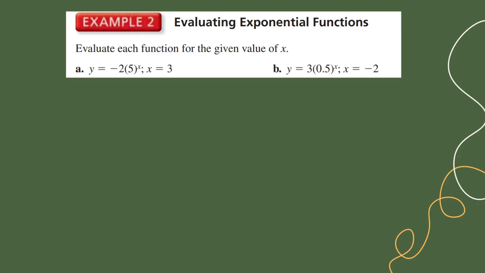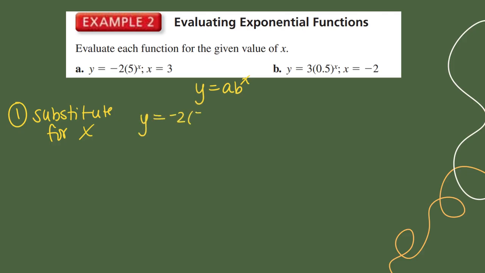In example 2, we're going to evaluate the exponential function. If you recall, the function is nonlinear, and it's in the form of y equals ab to the power of x. Look at A. Part 1, you're going to substitute for x, where we're left with y equals negative 2 times 5 to the power of 3.